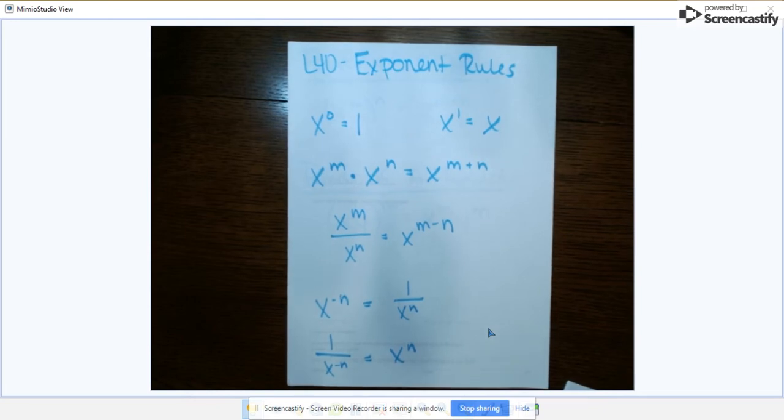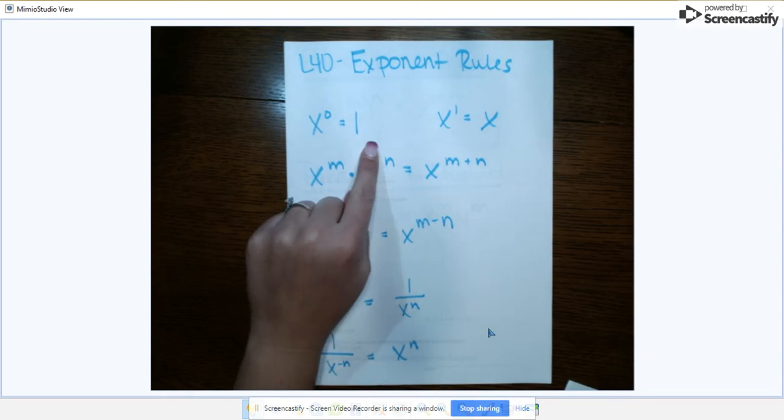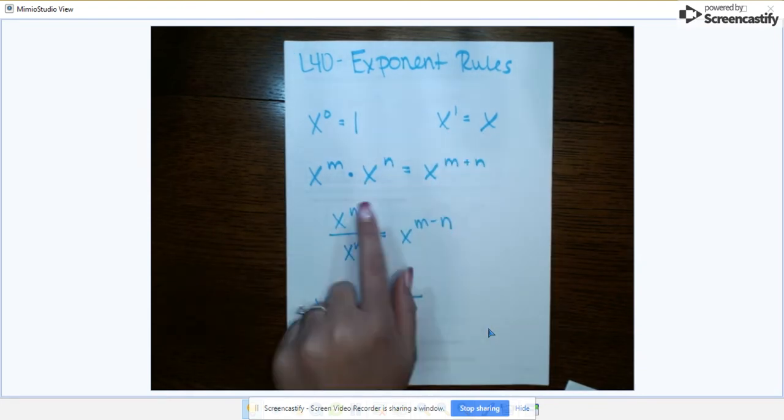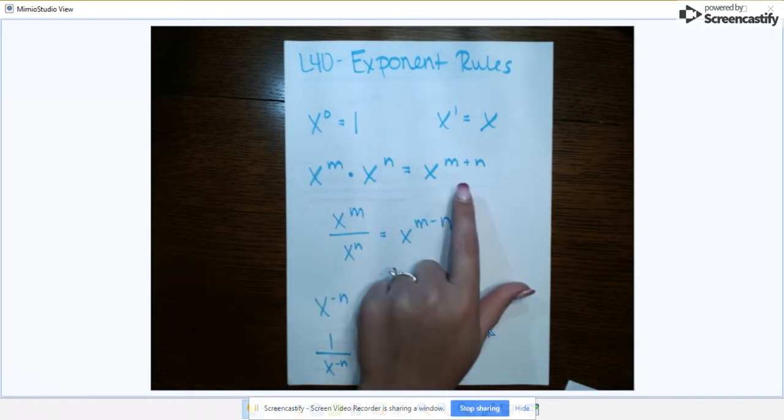Hey guys, we're going to review and learn some new exponent rules today. So to start with review, we have x to the 0, that equals 1. Anything to the 0 is 1. Anything to the first is whatever your base is. When we have a product, we can add our two exponents. So x to the m times x to the n becomes x to the m plus n.